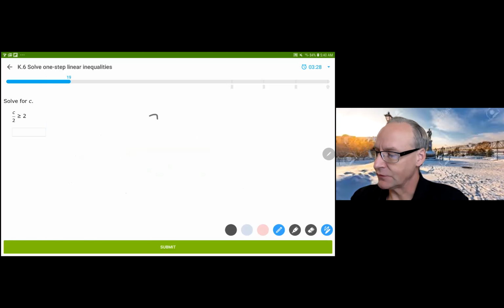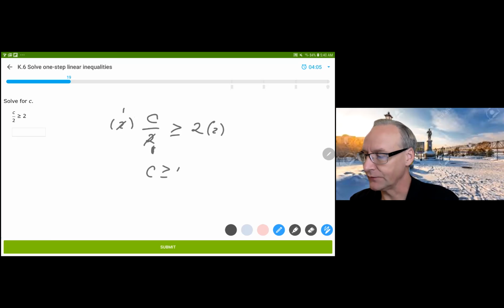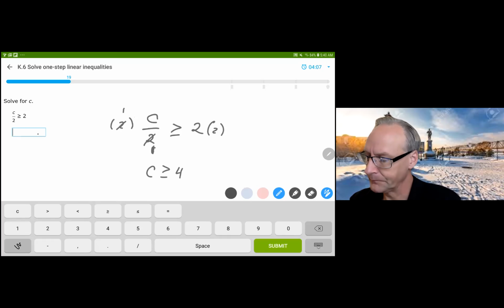Very common mistake in this one is to be tempted to divide by 2. And the reason is because a lot of students will see this c divided by 2, and they're going to want to do something with it. Well, what I need to do is get rid of it, this 2 in the divisor or in the denominator. So what I'm going to do is multiply by 2 on both sides. I'm really multiplying by 2 over 1 if you like. 2 divided by 2 is 1. It doesn't just go away. c is greater than or equal to 4 in this case, and I'm just going to put it in.